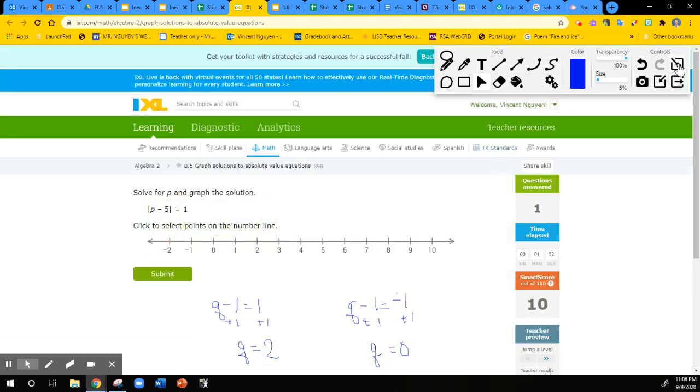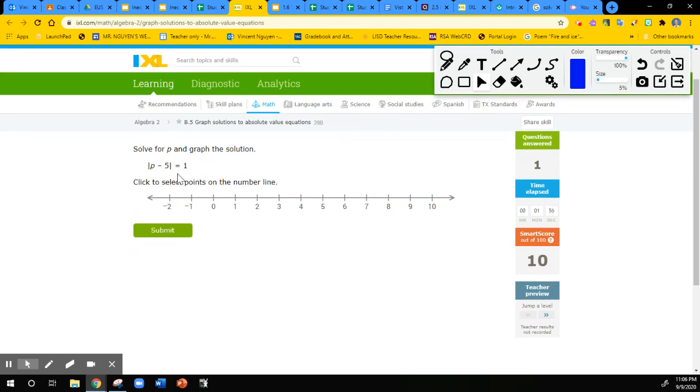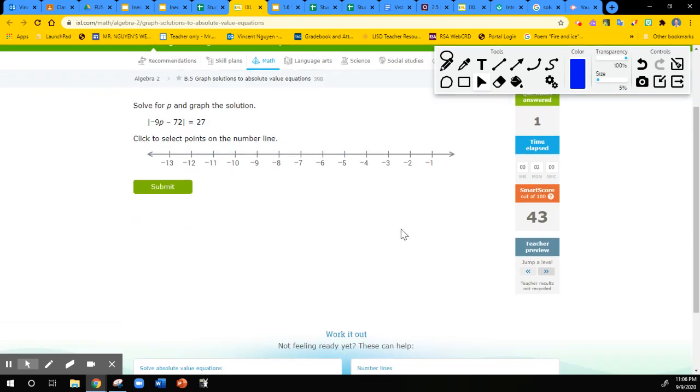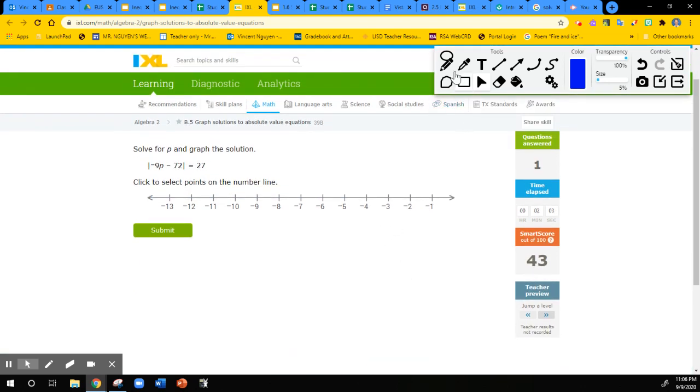Perfect. Okay, let's start with this one. This one is a repeat. Again, you're going to split it up and add 5 to both sides. So I'm going to jump level real quick just to show you some different ones. All right, for this one, you can see that the negative 9 and negative 72 could be factored. There's a factor that you could factor out of that. So they both have a negative 9 as their common factor, right? So I'm going to factor out a negative 9.